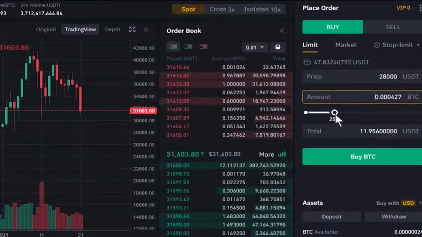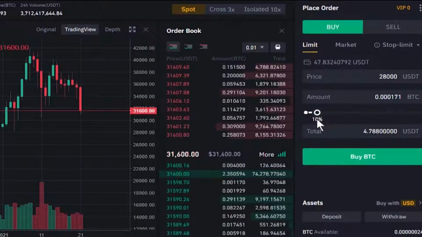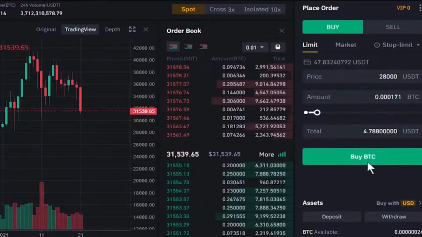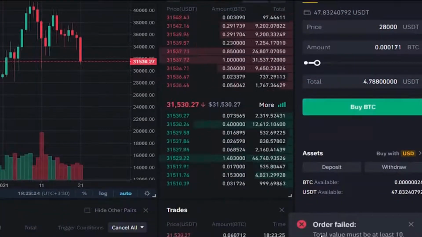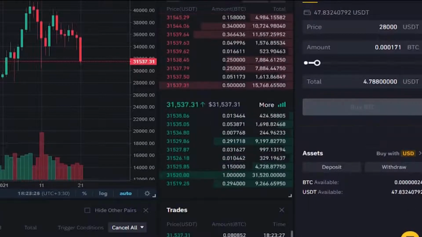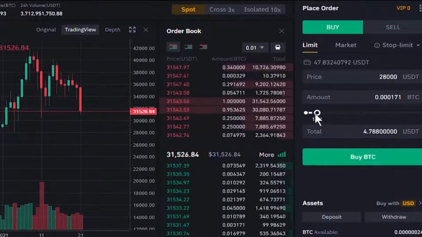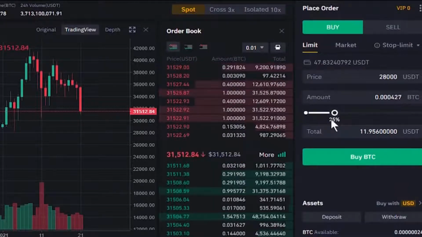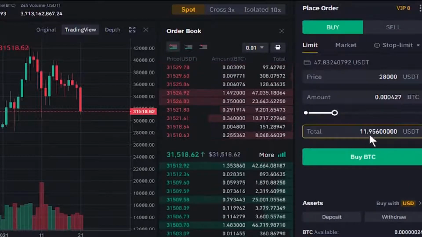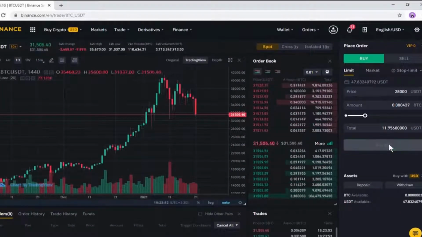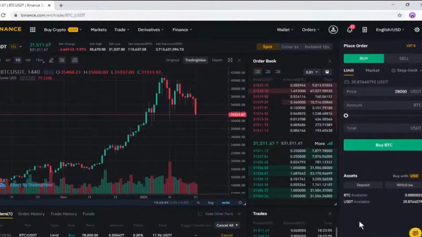For example, if I make my order less than $10, as you can see here, and I click on buy BTC, the order fails, and it says total value must be at least 10. By making it 25% again, which makes the total amount above 10, and by clicking buy BTC, the order is successfully placed.